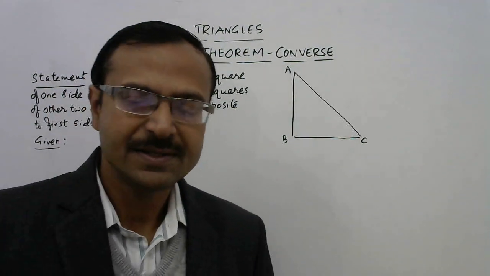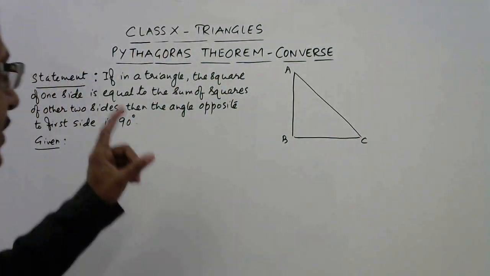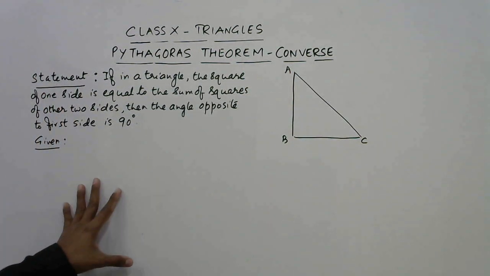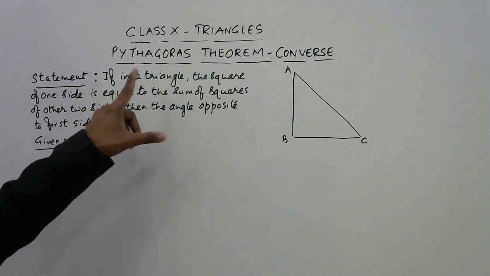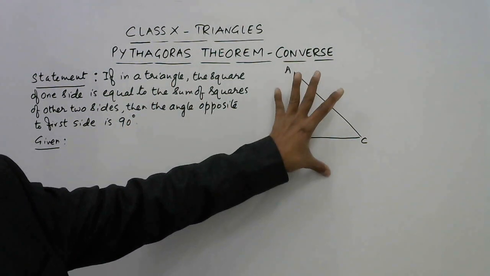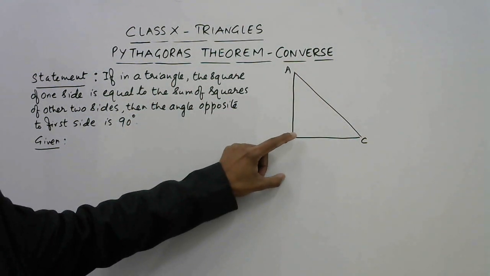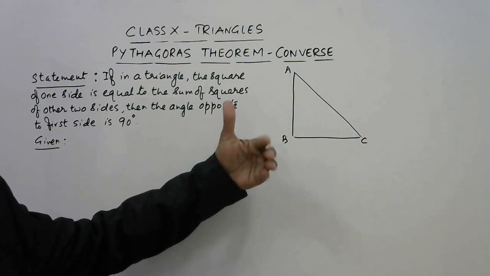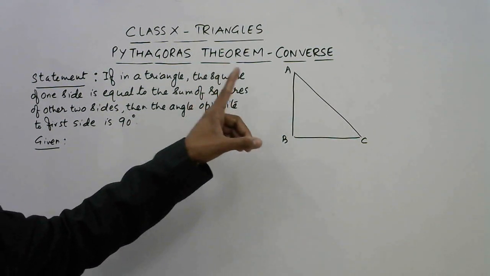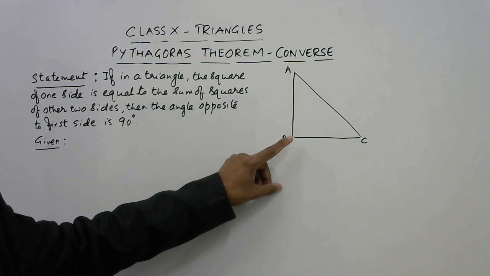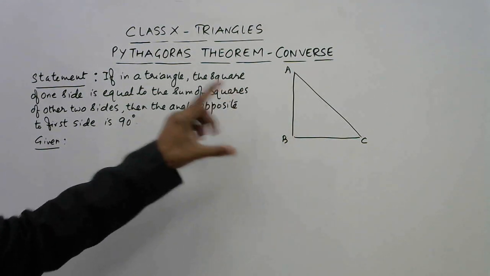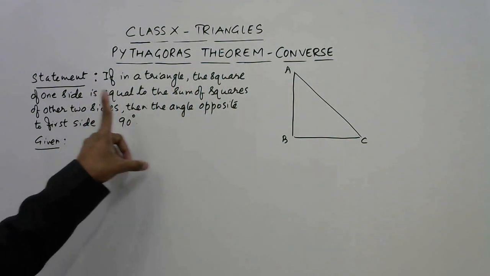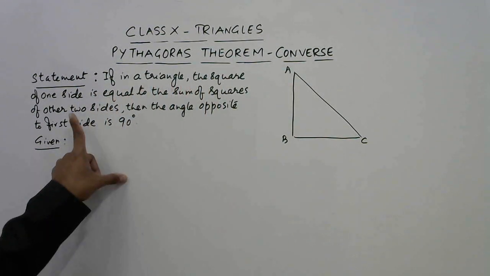Now let's see the next theorem, that is the converse of the Pythagoras theorem. The statement of this theorem goes like this. If in a triangle, mind you, we are drawing a right angle triangle, but we are not marking this as 90 degree, because if this is 90 degree, then this becomes Pythagoras theorem. Now we need to prove the converse. So we need to prove that this angle is 90 degree. So if in a triangle, any triangle, the square of one side is equal to the sum of squares of the other two sides.